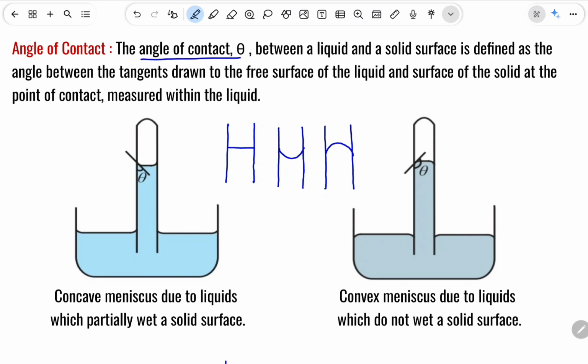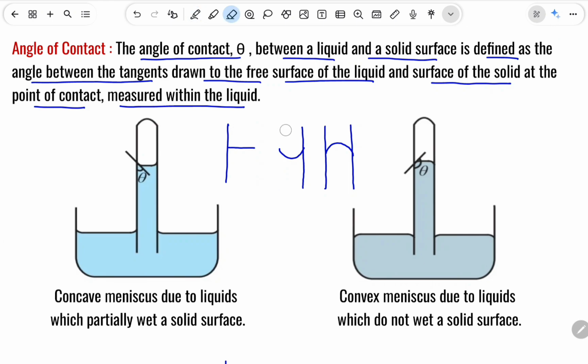The angle of contact denoted by theta between a liquid and a solid surface is defined as the angle between the tangent drawn to the free surface of liquid and the surface of the solid at the point of contact, measured inside the liquid. Okay, so let's understand this definition with an example.